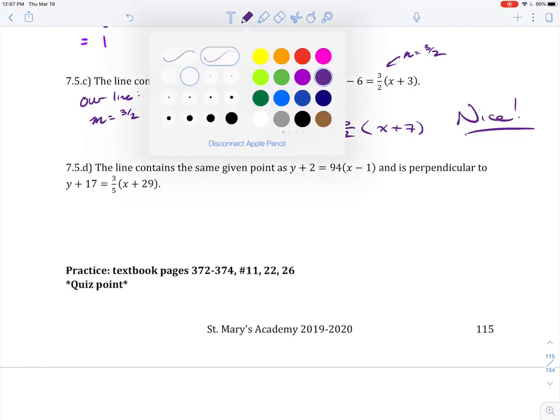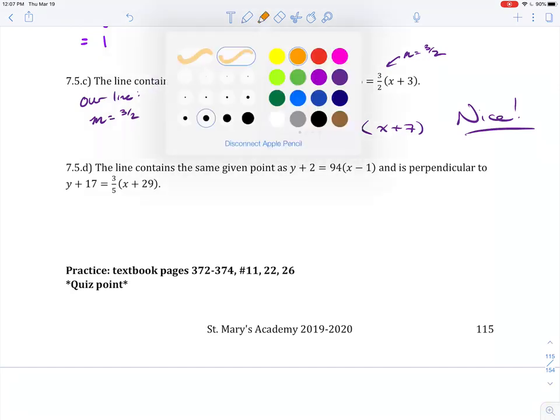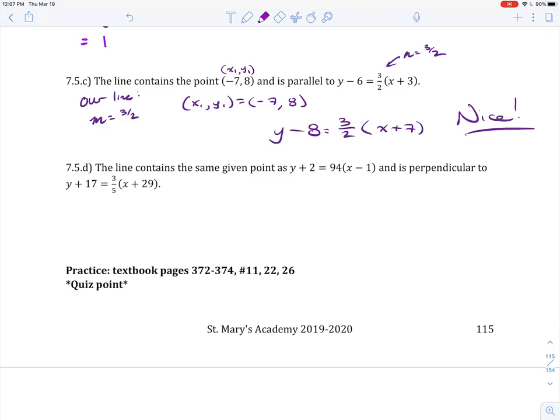Okay, so this is a similar but different question to the one Mr. Thai just did. So let's take a look at the information that the question is giving us. Okay, let's start with the highlighter. Okay, so the first thing is the same given point as the following equation. So we already know where our point is coming from.